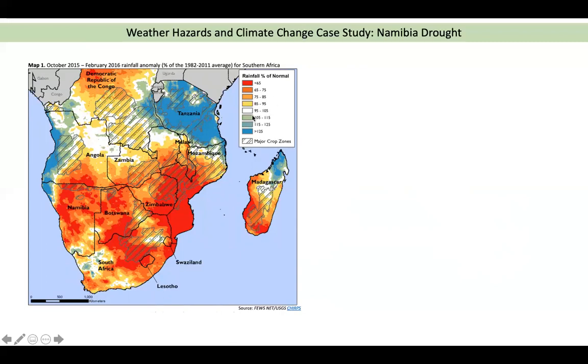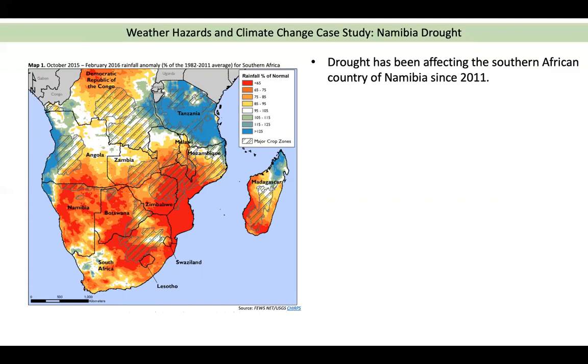If it's green or blue, that means you're actually having more than normal amounts of rainfall. Okay, and here's Namibia. You can actually see most of that country is having less than 65% of the normal amount of rainfall. Okay, a significantly low amount of rainfall between October 2015 and February 2016.